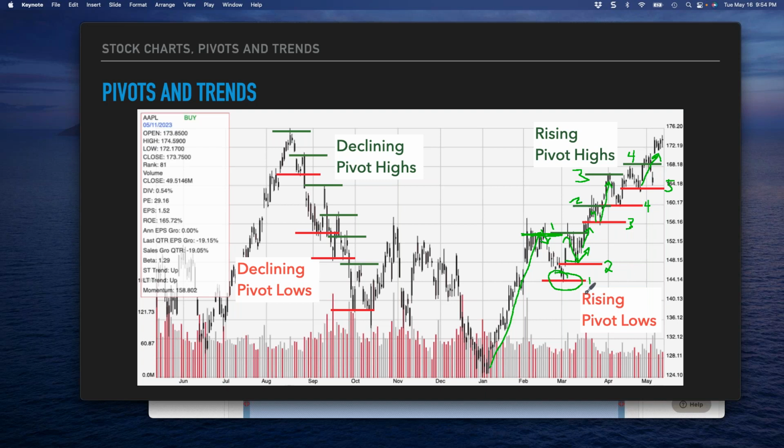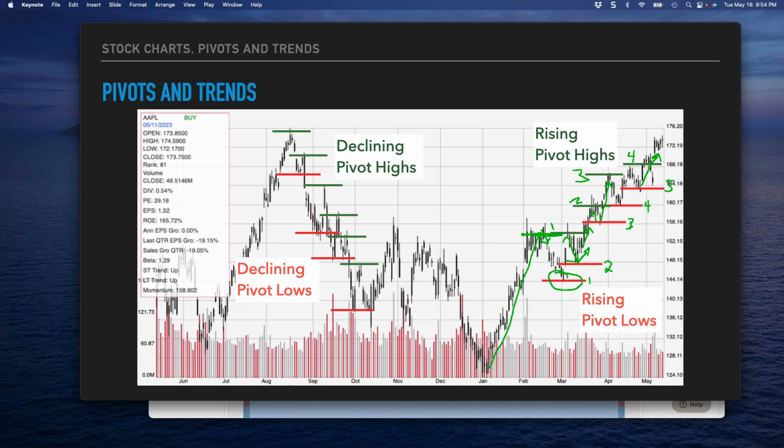So this pattern of rising pivot lows and rising pivot highs is what forms the basis of a strong upward trend. There's not a set number of these pivot highs or pivot lows that you need to look for, but the more of them that you see occur, the more strength that the trend will have. You can also think of the same pattern as kind of a stair step.